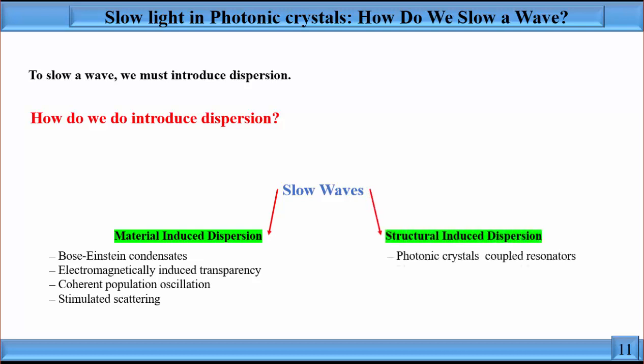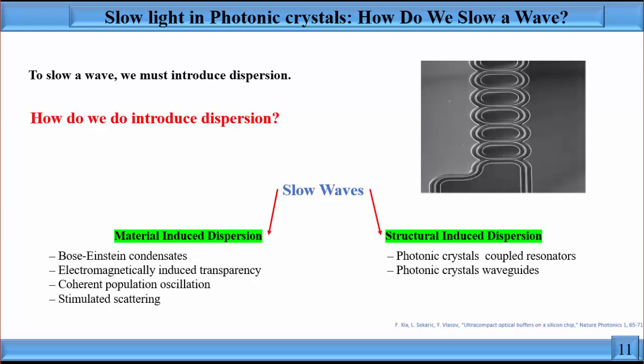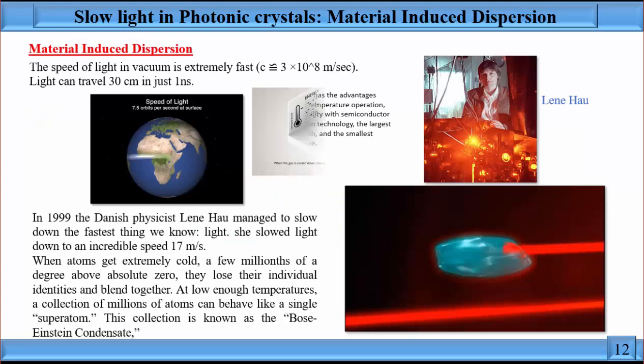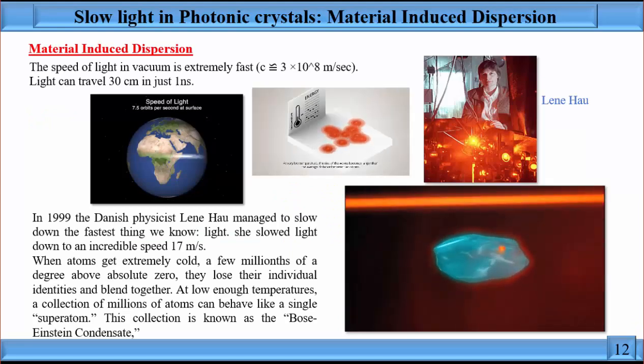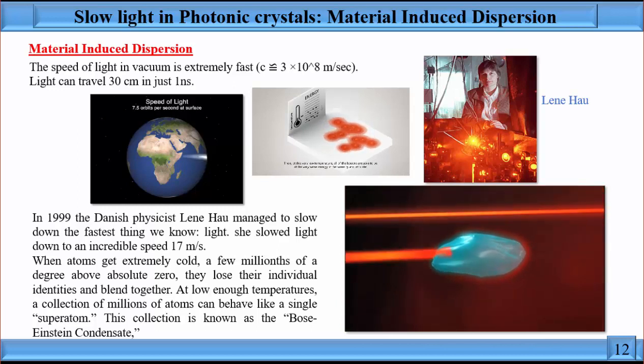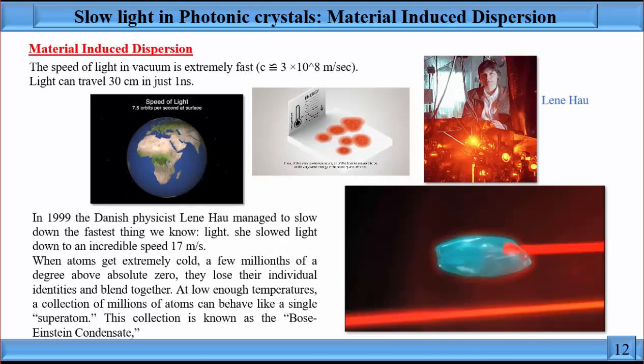Structural induced dispersion. Photonic crystals coupled resonators. Photonic crystals waveguides. Slide 12. Material-induced dispersion. The speed of light in vacuum is extremely fast. Light can travel 30 centimeters in just 1 ns.